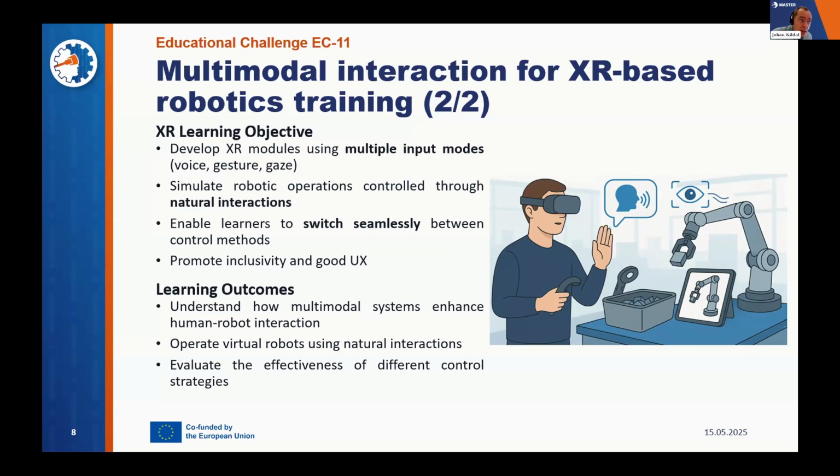So the outcome is a good understanding of all of this, a good knowledge and grasp of how to operate virtual robots with natural interactions, and to evaluate the effectiveness of different control strategies to realize what is working and what is not yet working so well.